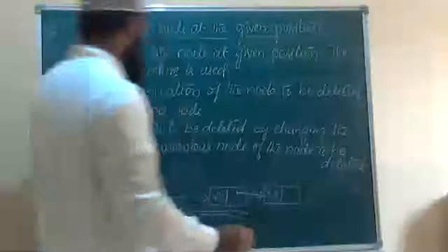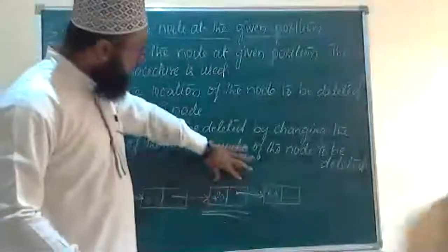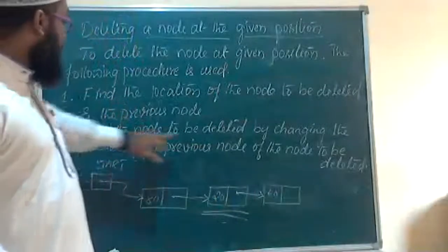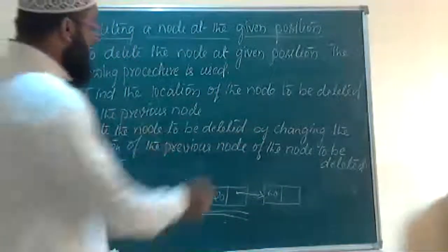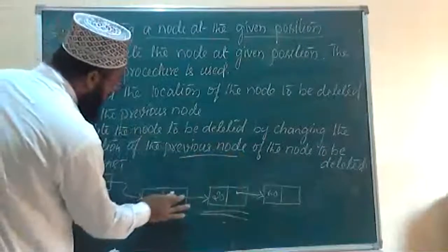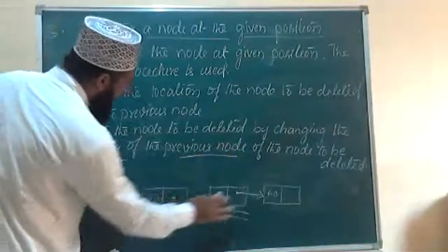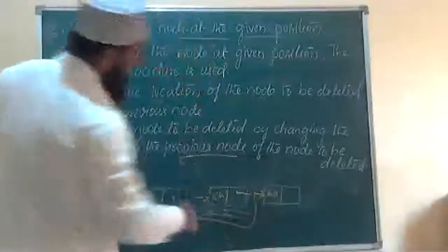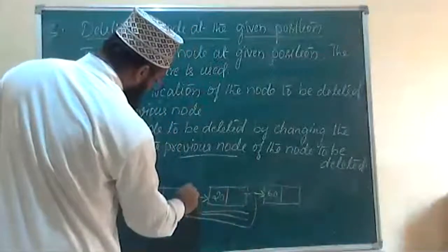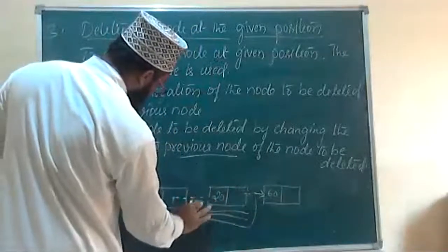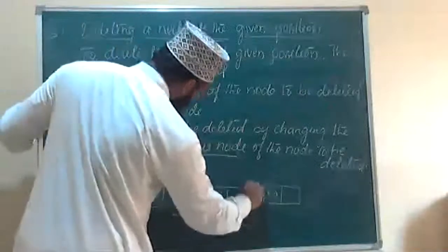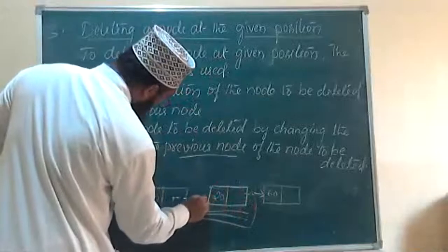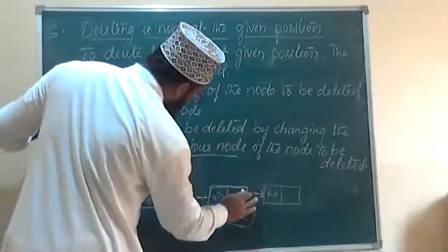Okay. What we have to do is find the location of the node and the location of the previous node. Then delete the node by changing the location of the previous node. At that time, what will happen? The node which is in the given position will be deleted.